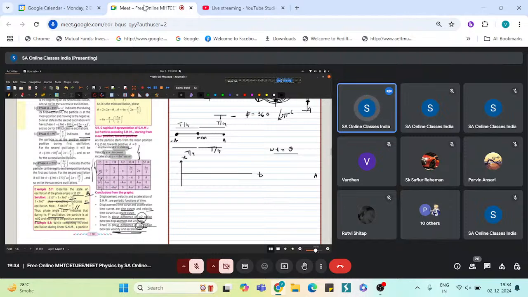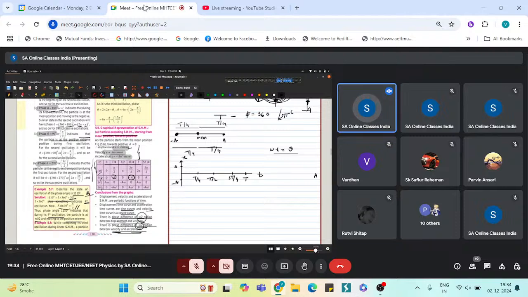And we'll plot displacement here. Let's say the maximum value of displacement is a, and the minimum value is minus a. So this is a and this is minus a. Now we'll say that this is the whole time period T. So this will be T by 2, this will be T by 4, and this will be 3T by 4. And we'll plot these values.